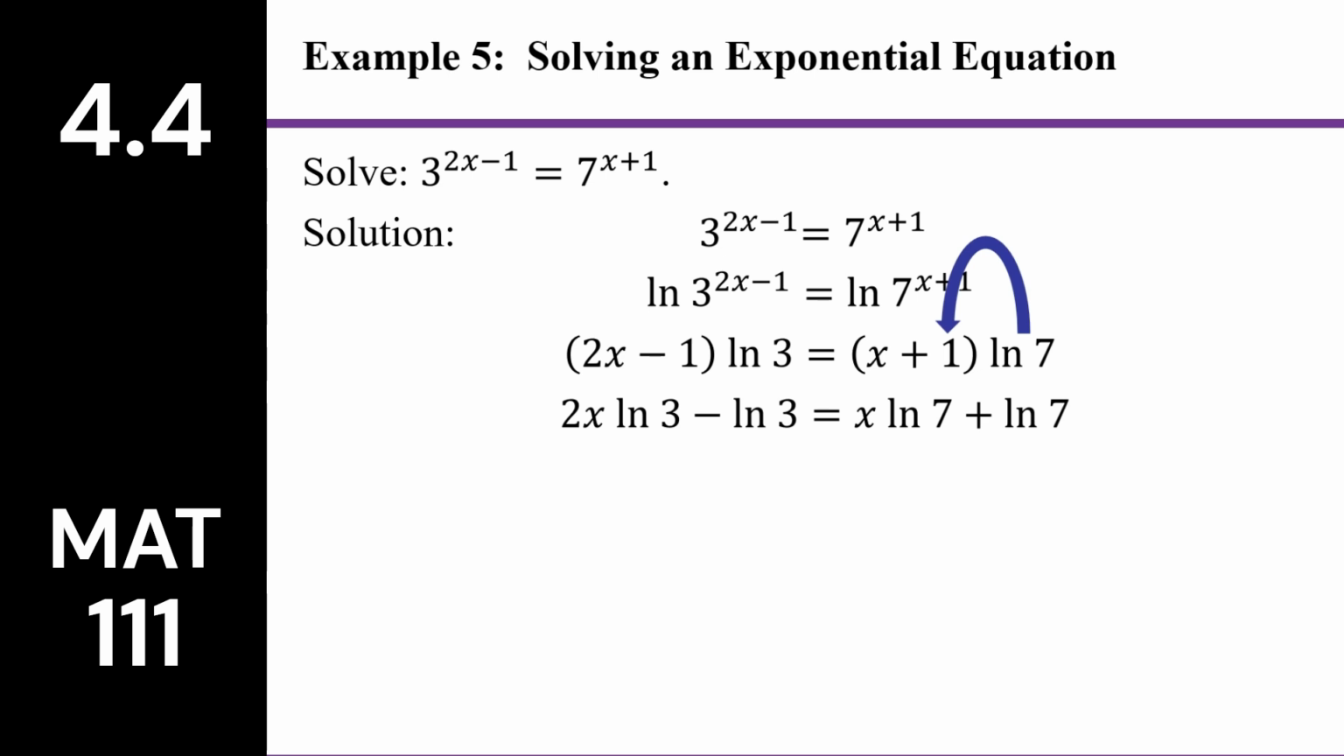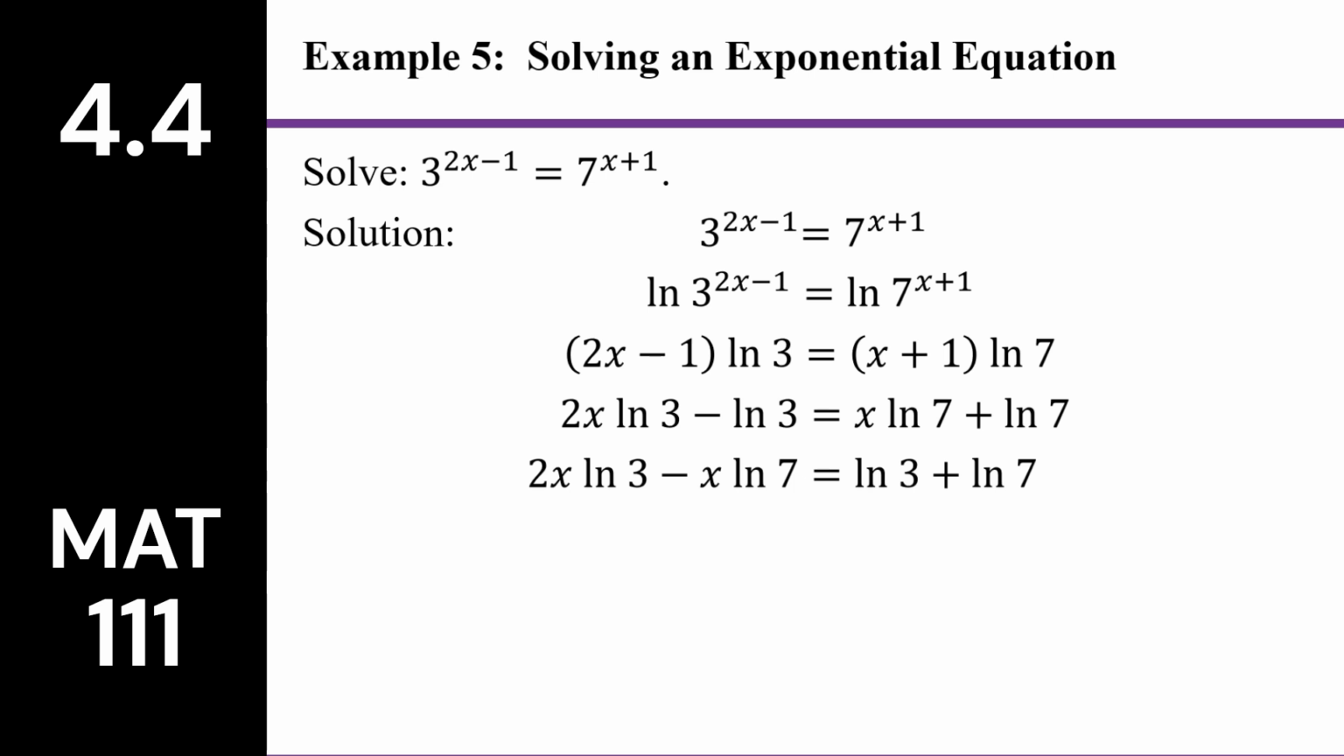We now need to continue solving by getting the x terms on the same side. 2x natural log of 3 will leave where it is, and we'll transpose the minus natural log of 3 because it's just a constant term. We'll take it to the right side. The x natural log of 7 will transpose, bring it to the left side, so we change its sign. And the natural log of 7 will leave it on the side with the constants.